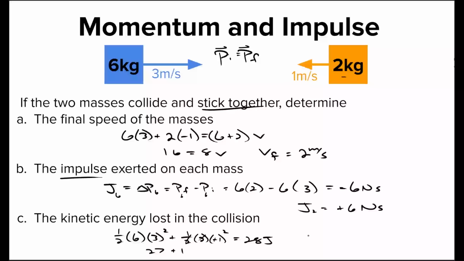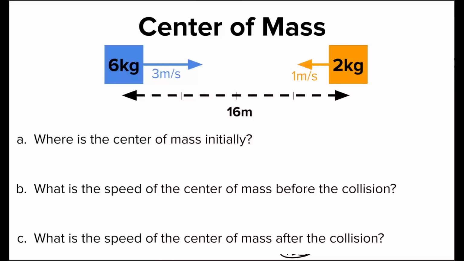What about after the collision? I'm going to have 1/2, total mass is 8, times 2 squared. Well, one of these cancels one of these. I'm going to have 16. I lost a lot. I lost 12 joules of energy in this collision. Okay, so that's energy in a collision.